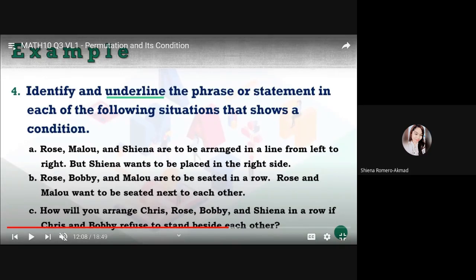Alin dyan yung may condition? Andyan pa kayo? Andyan pa kayo? Yes, yes, yes. Peralta.